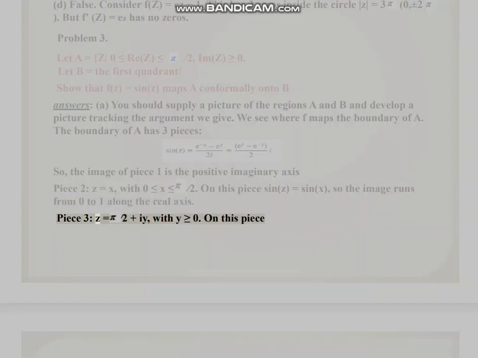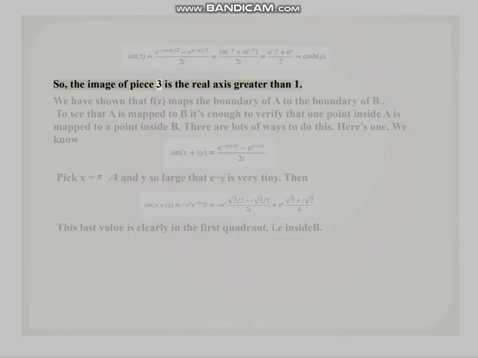Piece 3: z = π/2 + iy, with y ≥ 0. On this piece, sin(z) = cosh(y). So, the image of piece 3 is the real axis greater than 1.